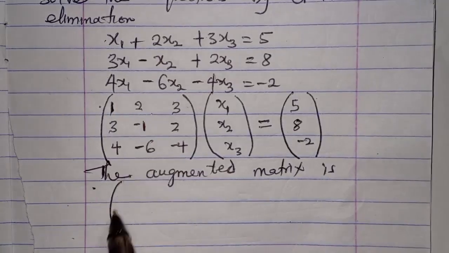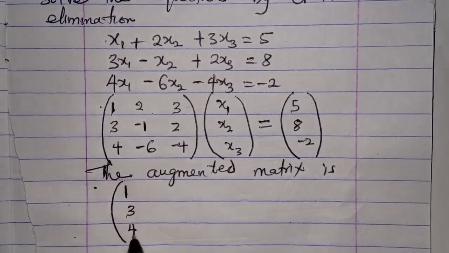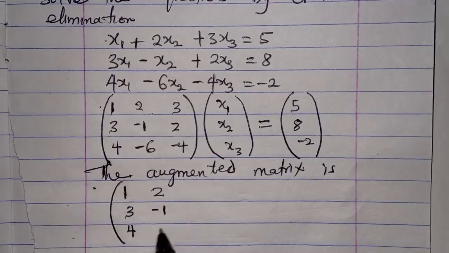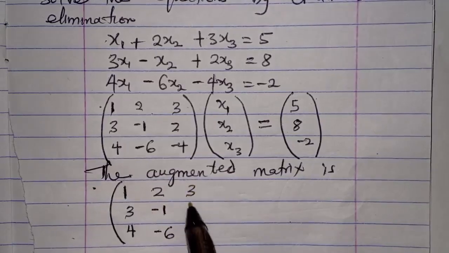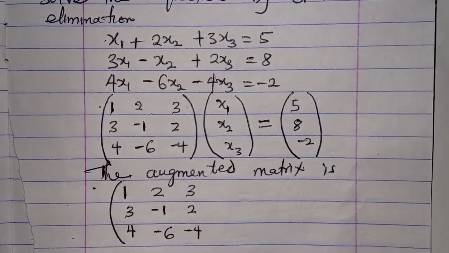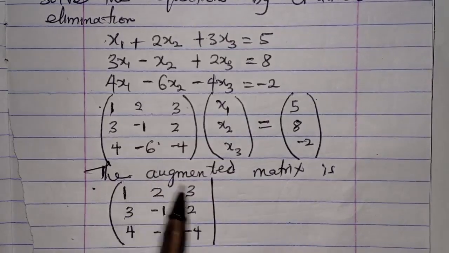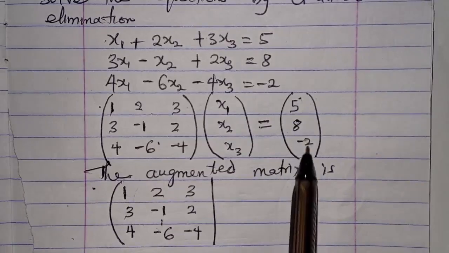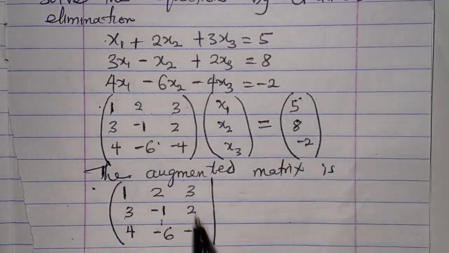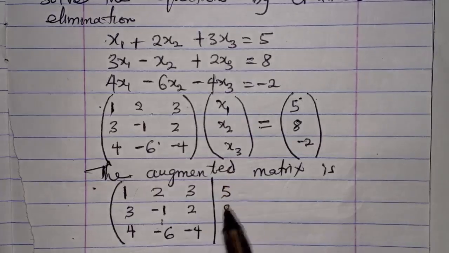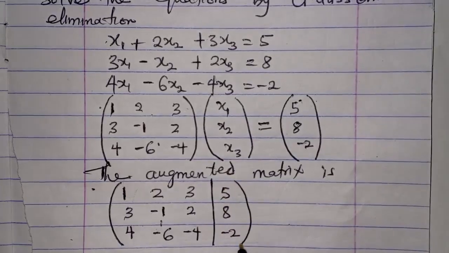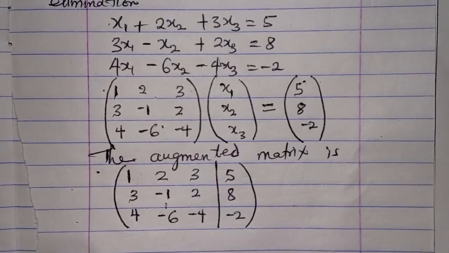This matrix, I'll write it down: 1, 3, 4, 2, minus 1, minus 6, 3, 2, minus 4. And then I'll use a vertical line to separate these entries from the right hand side, 5, 8, minus 2. This is the augmented matrix. So what we'll now do is this. We are going to perform some operations here.